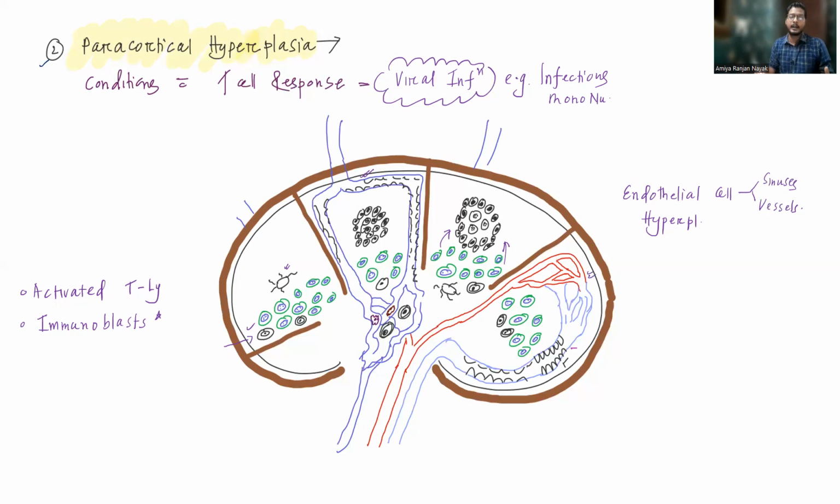And in this condition of paracortical hyperplasia, we're going to find significant endothelial cell hyperplasia. Okay. And also, this condition is associated with an increase in macrophages and eosinophils. Sometimes these are associated with increase in macrophages and eosinophils. Okay. So this is about the paracortical hyperplasia.